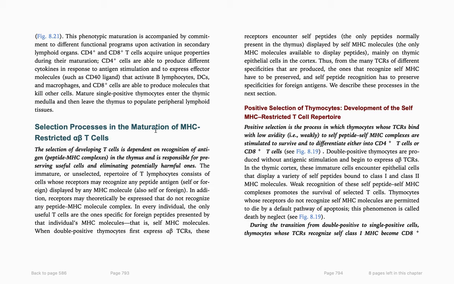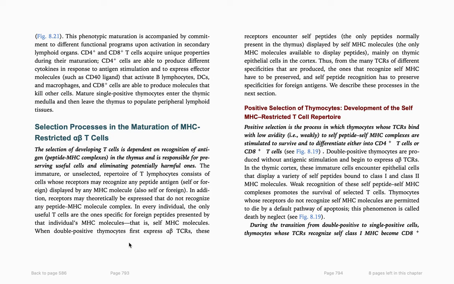Selection processes in the maturation of MHC-restricted alpha beta T cells. The selection of developing T cells is dependent on the recognition of antigens, peptide-MHC complexes, in the thymus, and it is responsible for preserving useful cells and eliminating potentially harmful cells. So the immature or unselected repertoire of T cells consists of cells whose receptors may recognize any peptide antigen, self or foreign, displayed by any MHC molecules, also self or foreign. In addition, receptors may theoretically be expressed that do not recognize any peptide-MHC molecule complex. In every individual, the only useful T cells are the ones specific for foreign peptide presented by that individual's MHC molecules, that is, self MHC molecules.